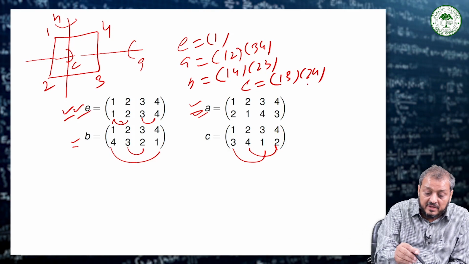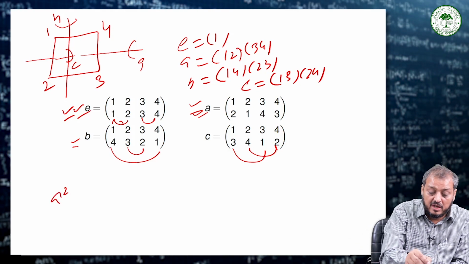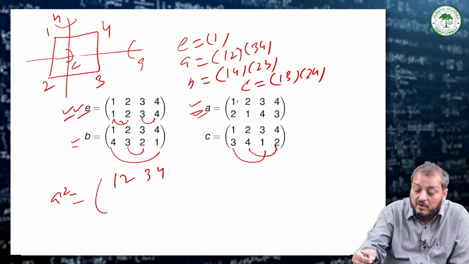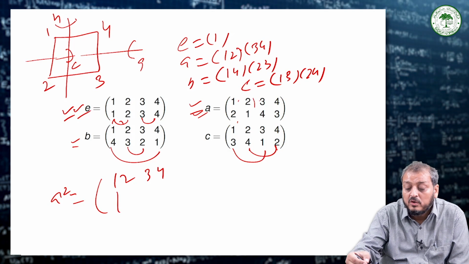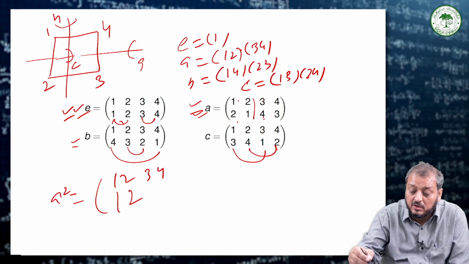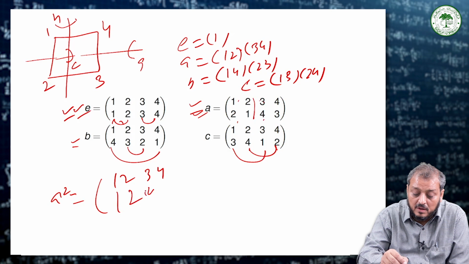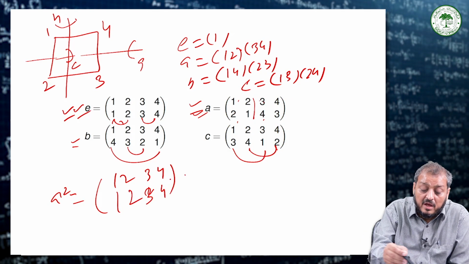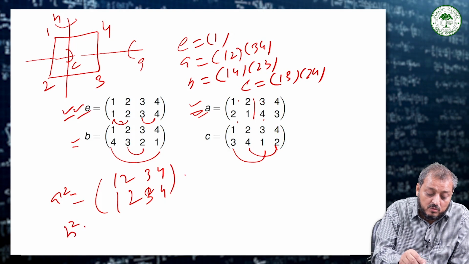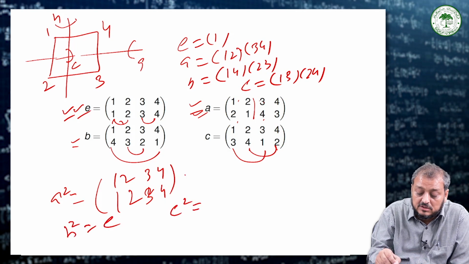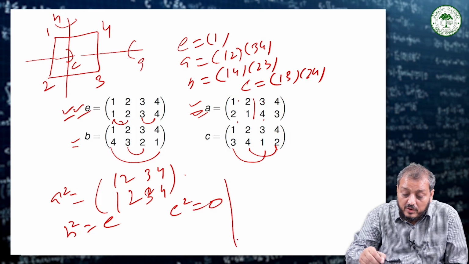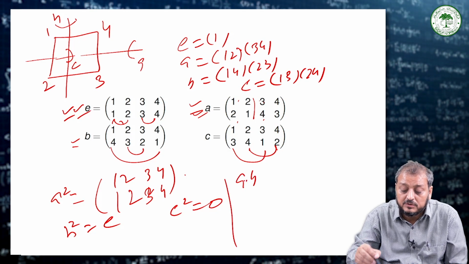Now if you take the square of A: 1 goes to 2, 2 goes to 1, 3 goes to 4, 4 goes to 3. Clearly this is equal to the identity. Similarly, you can show that B squared is the identity, and C squared is also the identity. So this satisfies the condition. Now we check A and B, A composition B.